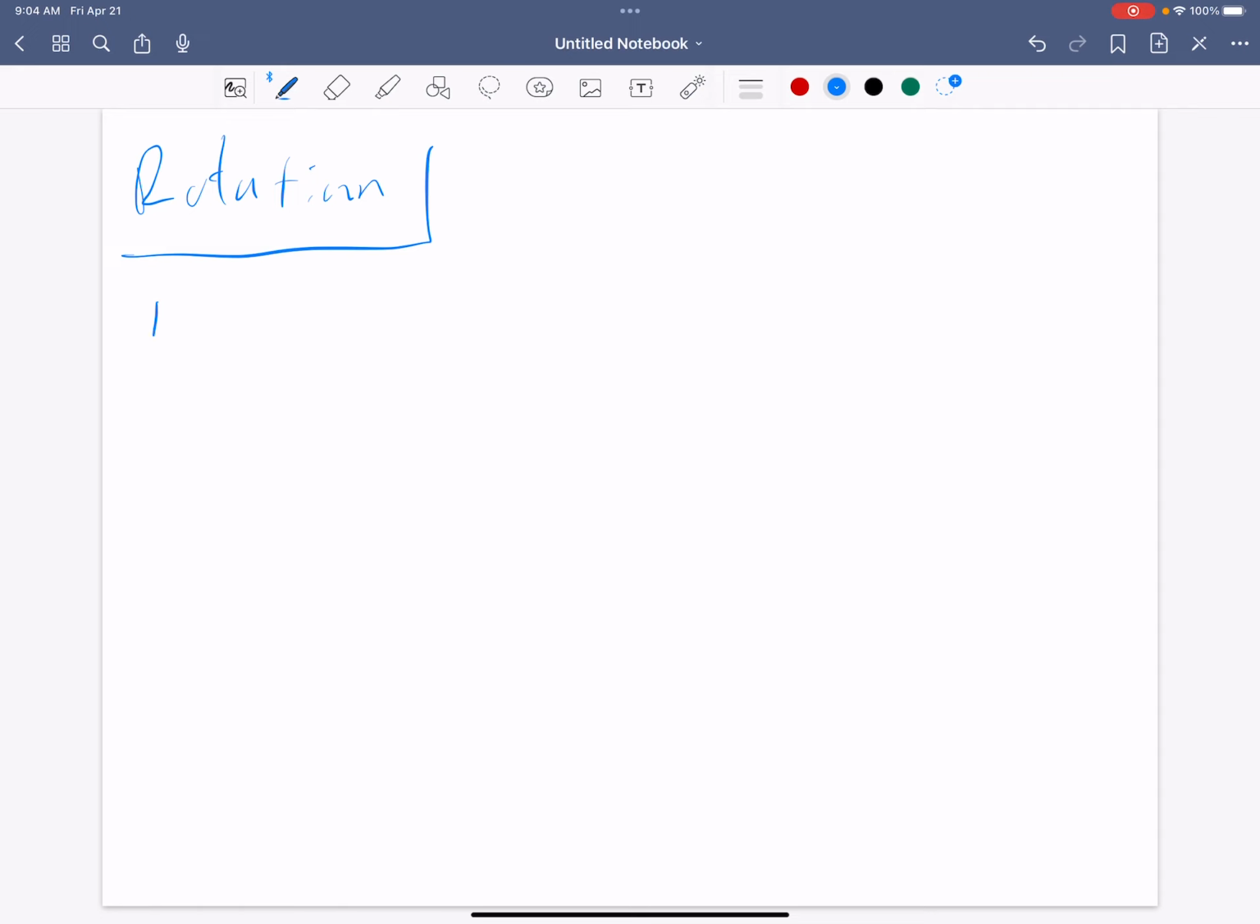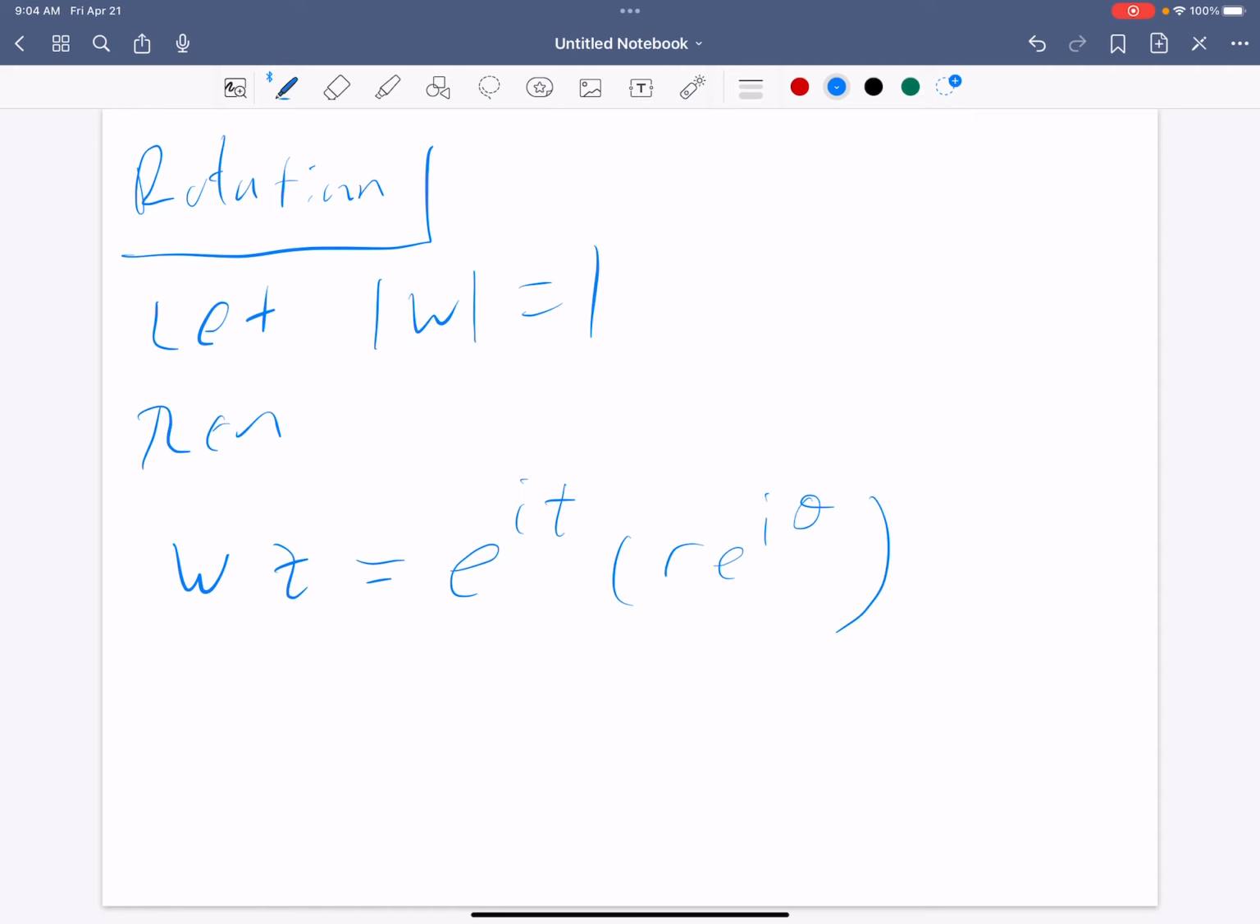Okay, so take a complex number W of modulus 1. Then, if I look at W times Z, putting everything into its polar exponential form, since W is on the unit circle, we know it's e to the I t for some t. Z can be put into its polar form as well, r e to the I theta. And multiplying them out gives me r e to the I theta plus t.